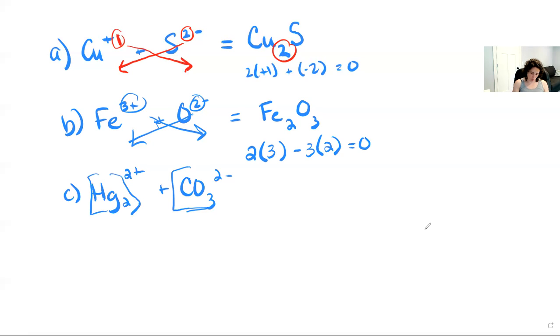this is acting as a whole unit. And the charge is counting for the whole unit. So because we have +2 and -2, we just have to stick them together. So we get Hg2CO3, and that will be neutral. Let's see, what else can we do?